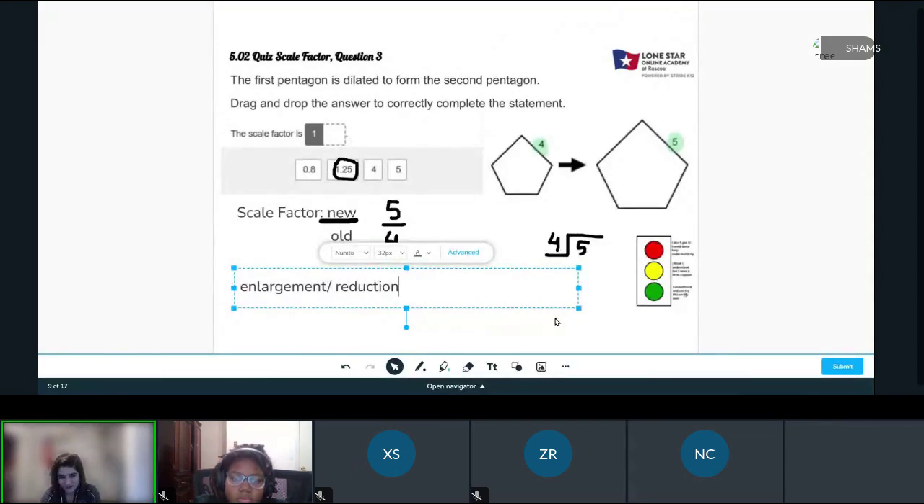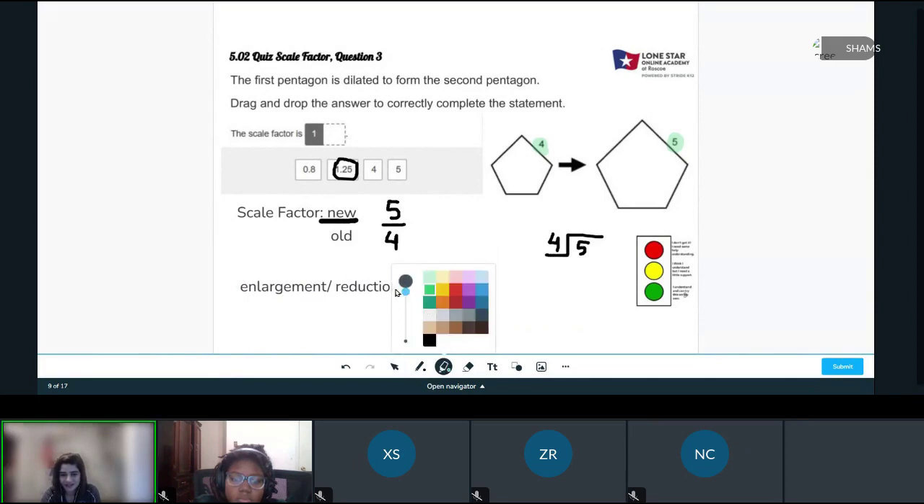Enlargement. Very good. Excellent. Anything greater than 1 is enlargement. So this is not a really big enlargement, but it is enlargement because the answer is greater than 1, 1.25. Enlargement. Very good, Nina.